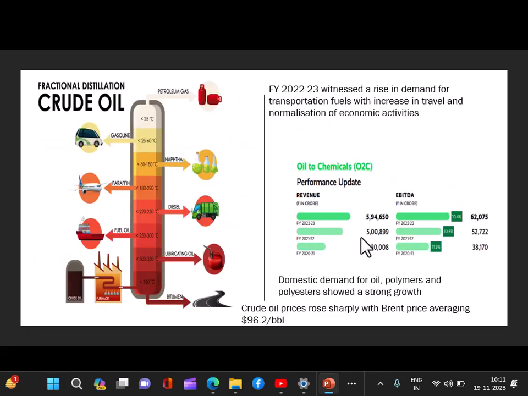Then the crude oil business. Basically, second is petrochem, the oil to chemicals business. Okay, oil to chemicals. Look at this, this is the huge business. Their revenue has gone up from 3,20,000 to 5,94,000, but the margins are very less, about 10%. Okay, fine. It has gone up from 38,000 crores to 62,000 crores. Financial year 2022-23 witnessed a rise in demand for transportation fuels, with an increase in travel and normalization of economic activity after COVID. So economic activity has picked up much.